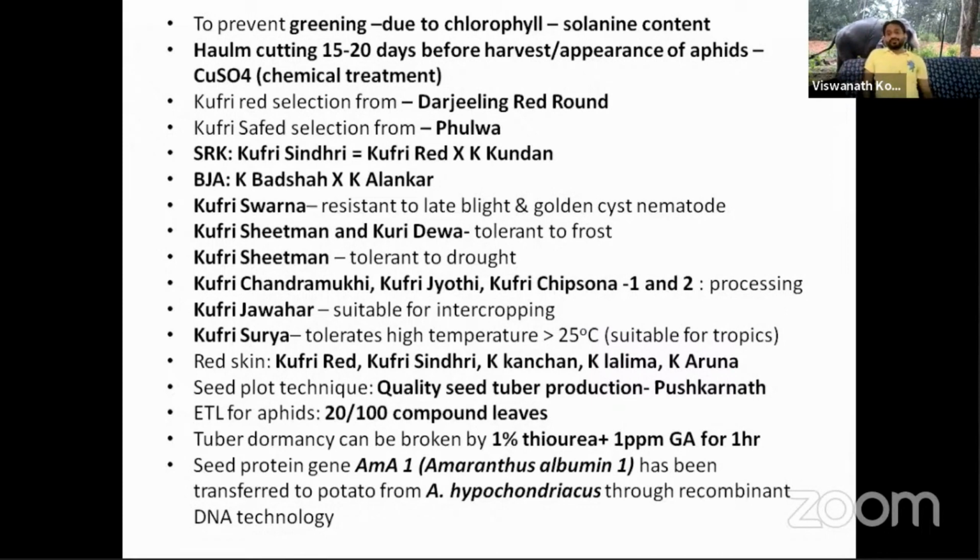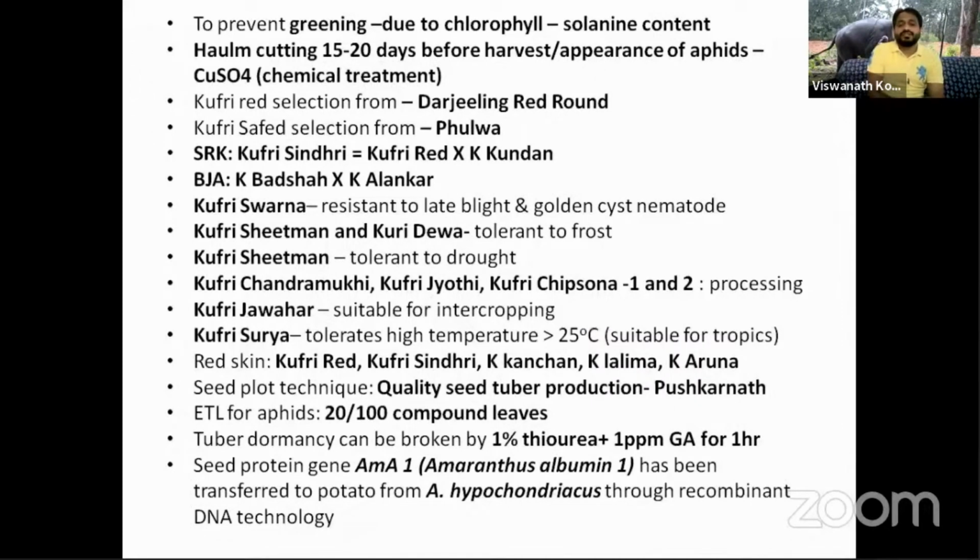So remember, Surya means sun, isn't it? So it can be grown under high temperature conditions. Just to remember Surya, Surya means sun, automatically high temperature variety. And red skinned ones are Kufri Red, Kufri Sinduri, Kanchan, Lalima, and Aruna. Seed plot technique was developed by Dr. Pushkarnath. ETL for aphids: 20 aphids per 100 leaves is not much problematic, but if the number of aphids is more than 20 per 100 leaves, we have to go for plant protection measures.